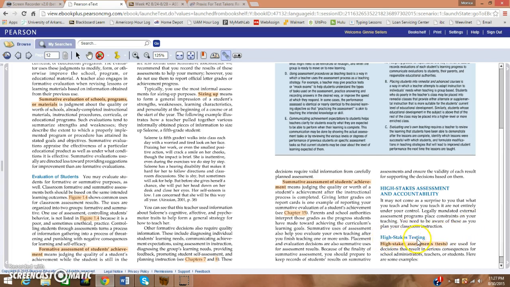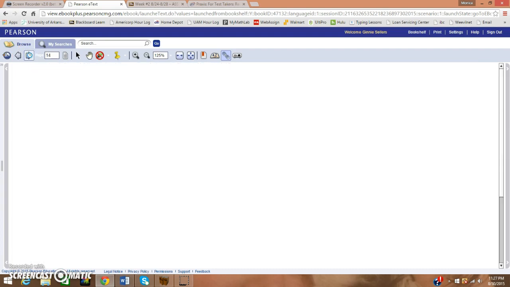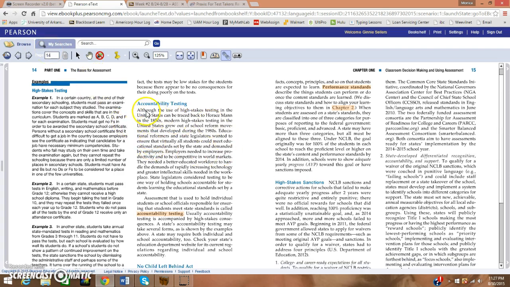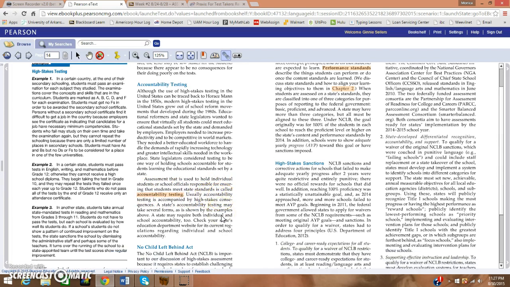And then as we move into high stakes testing, it starts talking about No Child Left Behind, and it also says that high stakes testing is used to make decisions that result in serious consequences if the goal is not met. And then accountability testing, assessment that is used to hold individual students or school officials responsible for ensuring that the students meet the state standards.